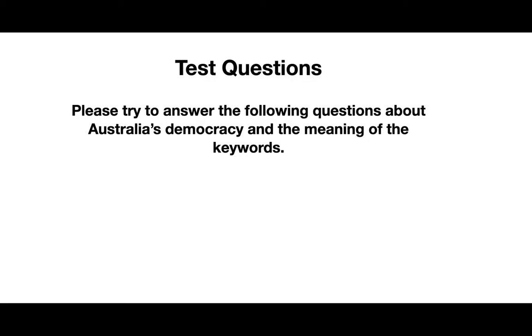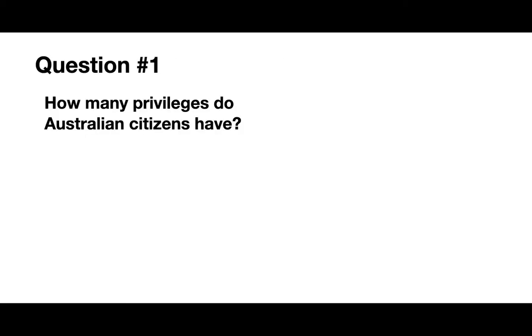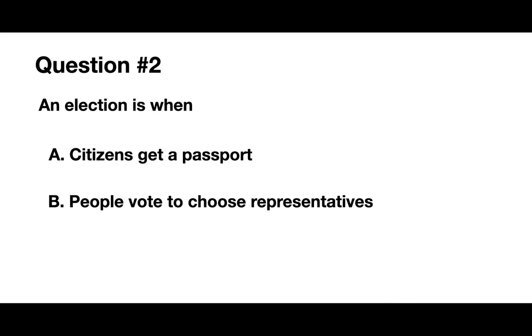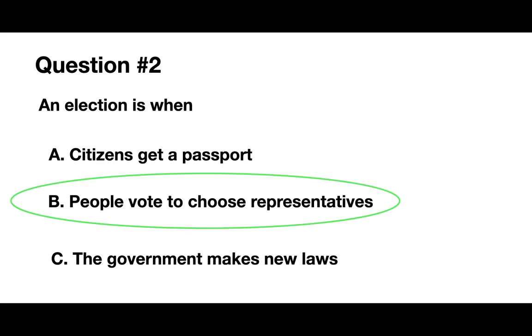Now it is time for test questions. Question number 1. How many privileges do Australian citizens have? A, 5, B, 3, C, 4. The correct answer is 5. Question number 2. An election is when A, citizens get a passport, B, people vote to choose representatives, C, the government makes new laws. And the correct answer is B. An election is when people vote to choose representatives.